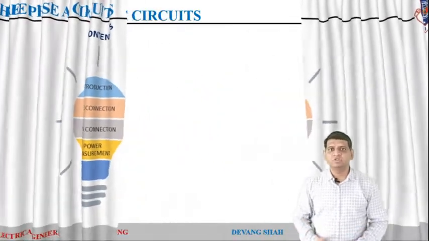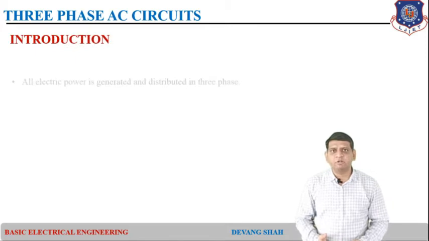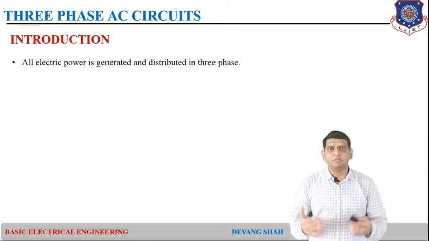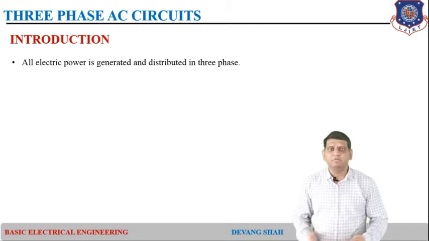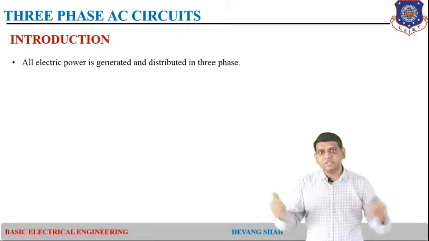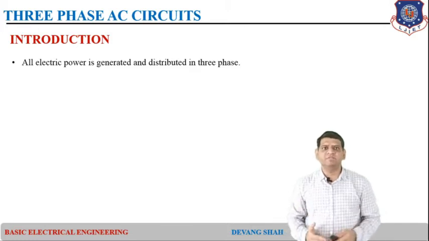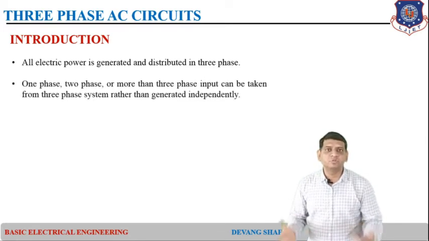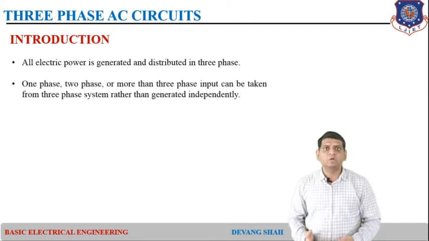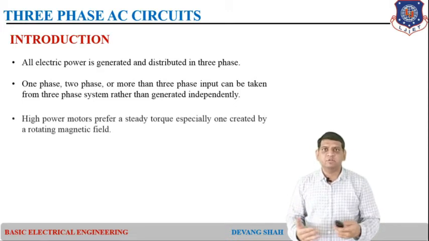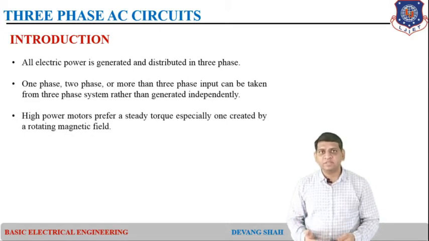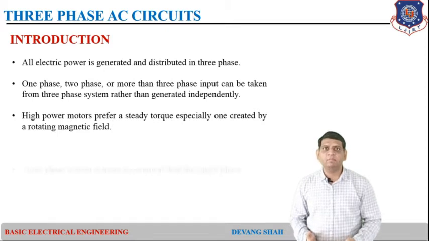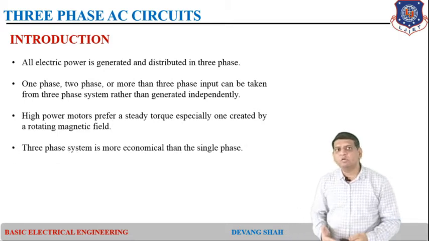Let's see how it is going to be generated. We first start with the introduction of three phase AC signal, where all electric power is generated and distributed in three phases. Why is this important? Because with three AC signals it would be much more cost effective than generating only a single phase AC circuit and distributing it to the load. One phase, two phase or more than three phase input can be taken from a three phase system rather than generated independently. High power motors prefer a steady torque, especially one created by a rotating magnetic field, and the three phase system is more economical than a single phase.